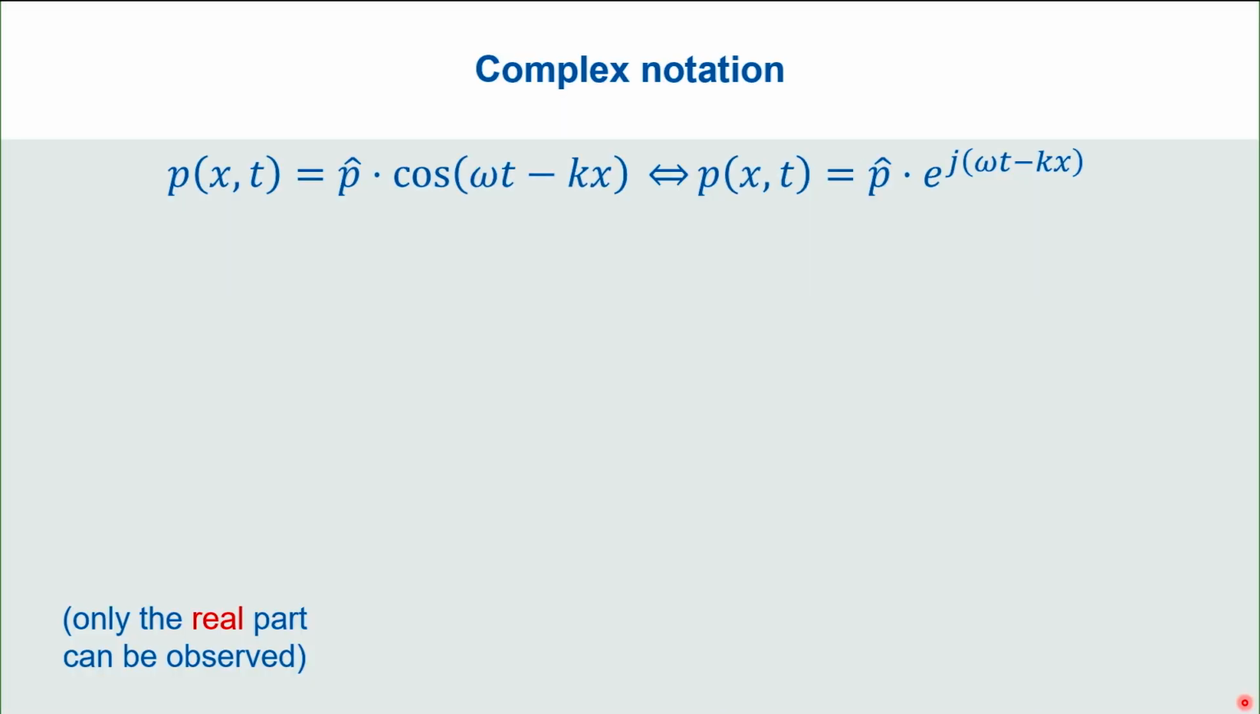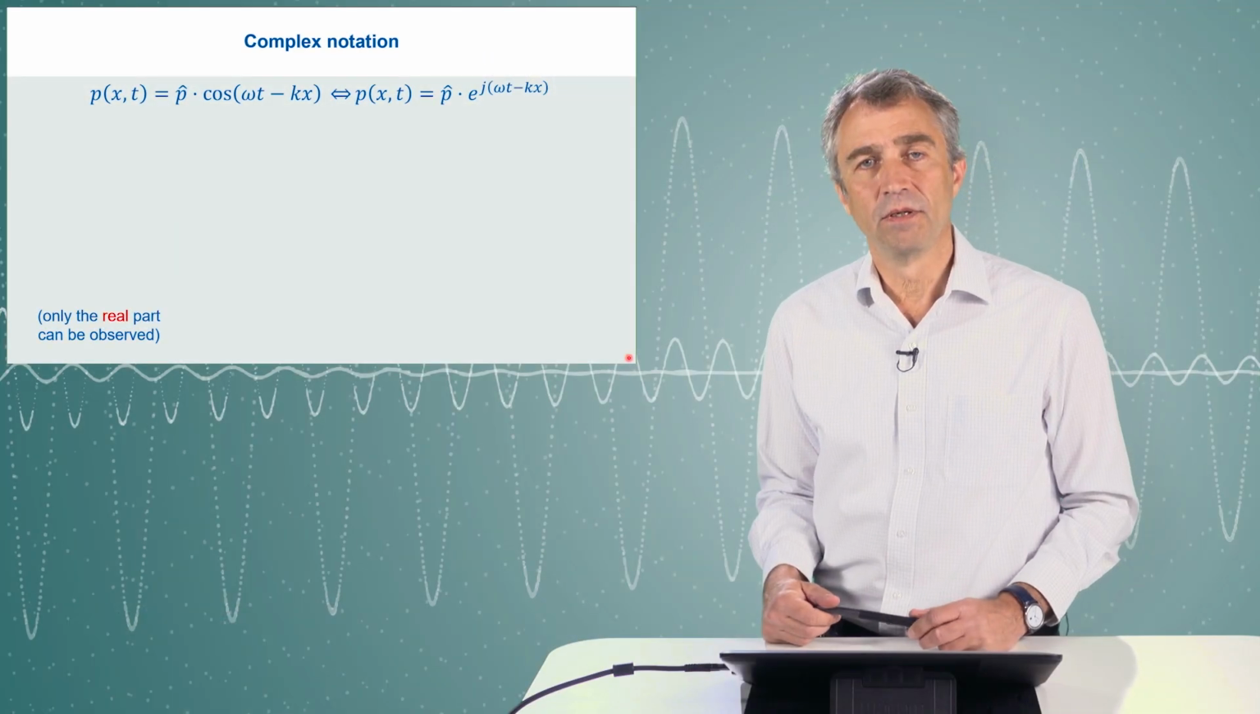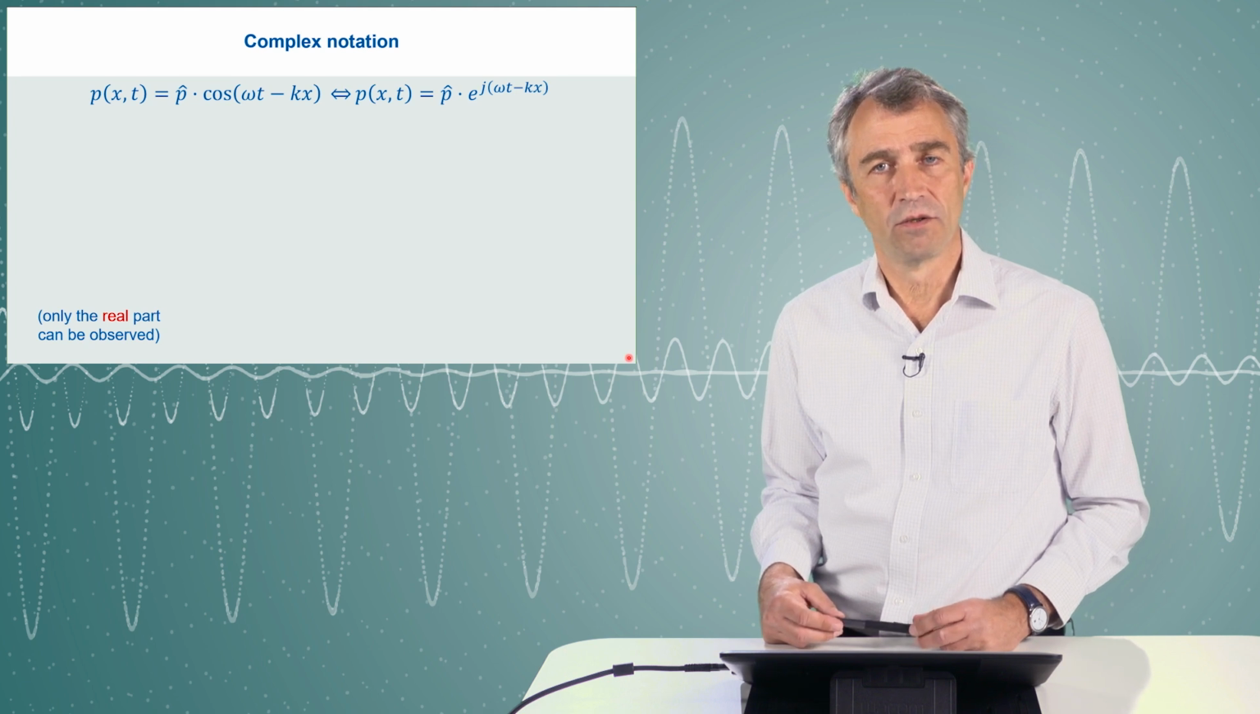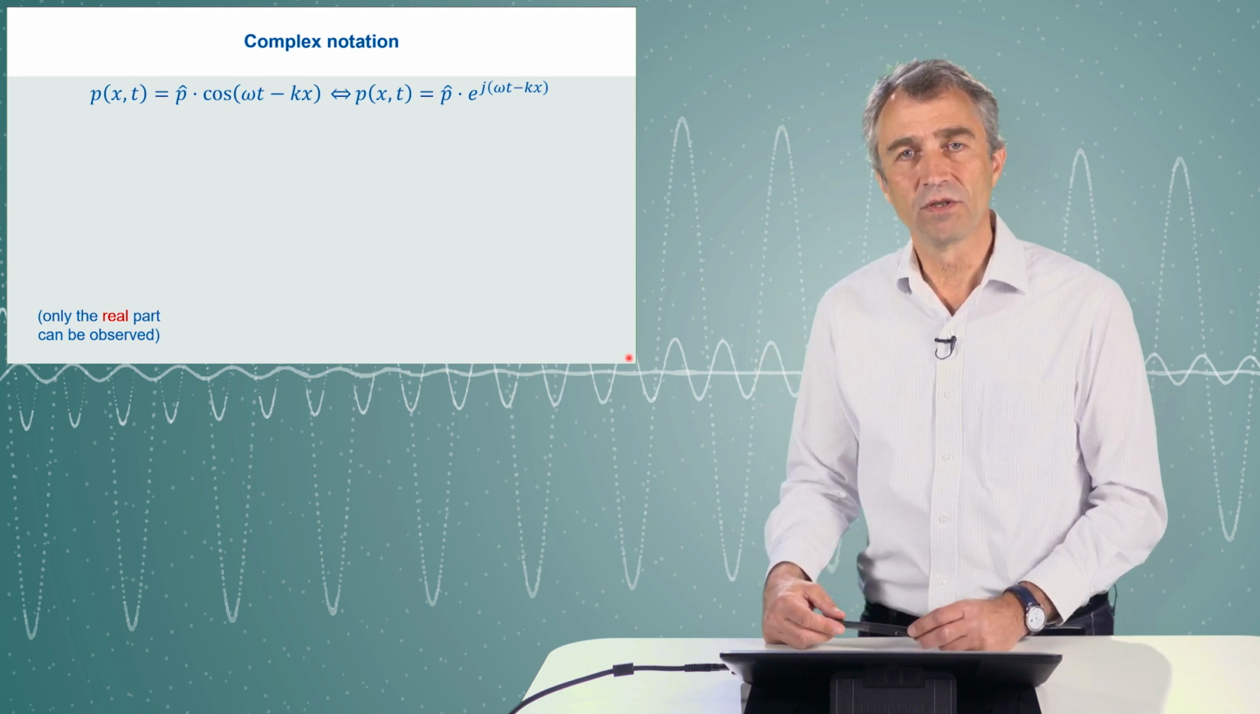Now, for convenience, we often use the complex notation of harmonic waves. In complex notation, we can take advantage of the fact that the exponential function is associated with sine and cosines together with the complex unit j. And we must consider, however, that in physics only the real part of this complex notation is noticeable.